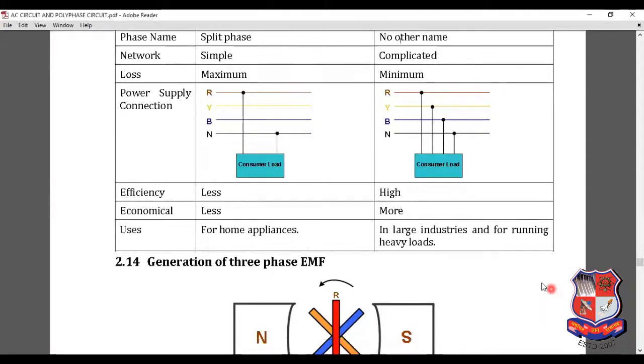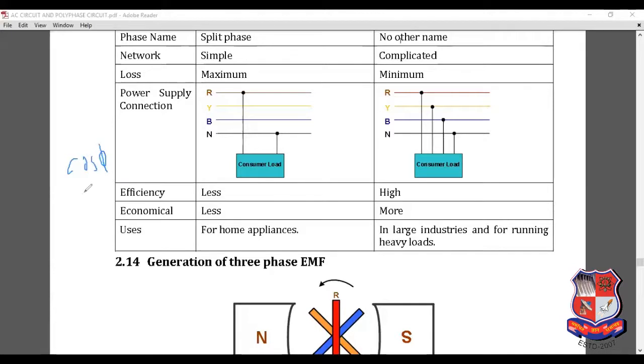The next is power factor. The definition of power factor that you have already learned: power factor is nothing but the cosine of the angle between voltage and current. We know that power factor is denoted by cos phi. So power factor is nothing but the cosine of the angle between what? Voltage and current.